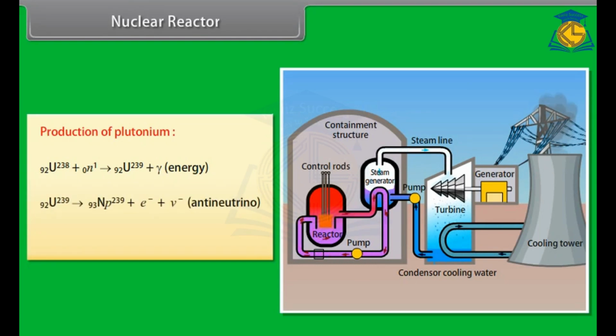Uranium-239 emits a beta particle and is converted to neptunium-239. Neptunium also emits a beta particle and is spontaneously converted into plutonium-239.